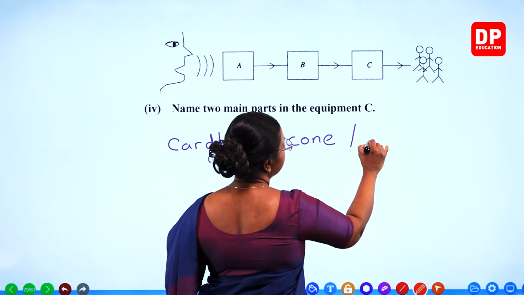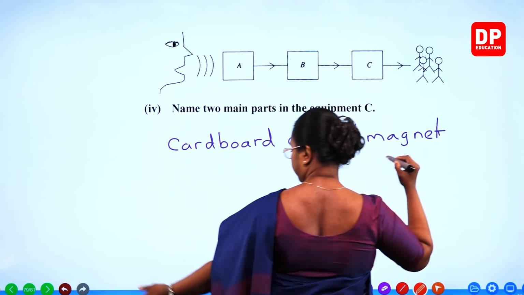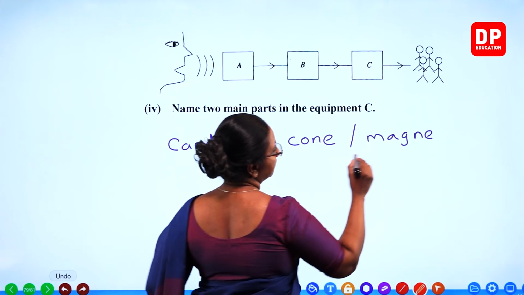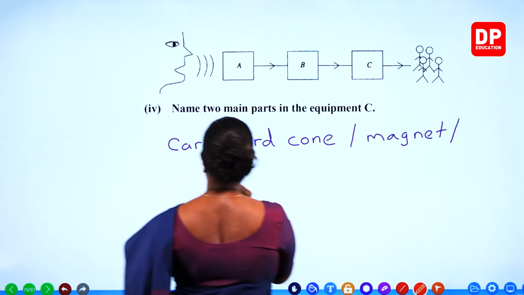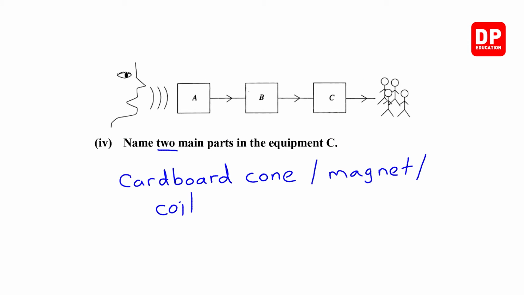or you can write the magnet, or you can write the coil. So they have asked two main parts. You can write any two of those.